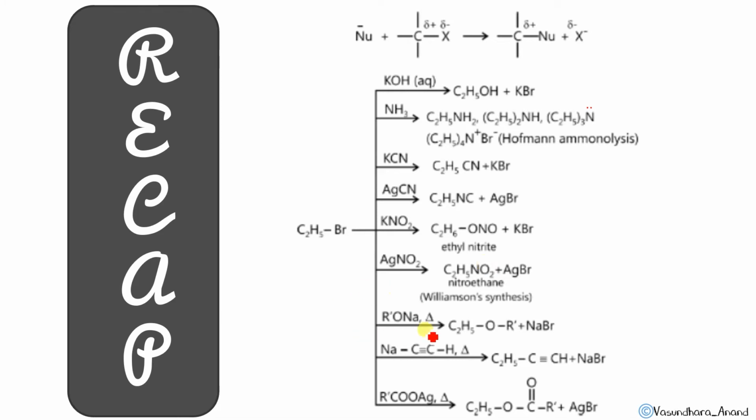And if it reacts with sodium alkoxide, this will be called Williamson synthesis, and it will form ether. If it reacts with sodium acetylide, it will directly form butyne. NaBr will come out, and C2H5 single bond C triple bond C will attach, and that will form butyne. If it reacts with silver salt of any carboxylic acid, it will give you the ester. AgBr will come out as a byproduct, and this will form ester. Okay, so this is all about the substitution reactions that we have done.